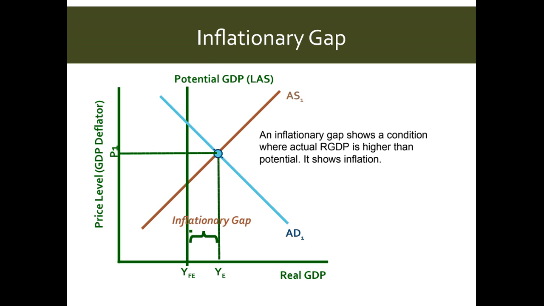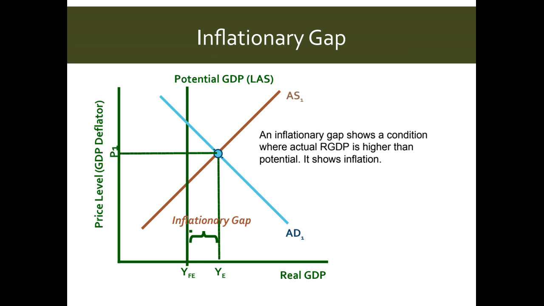What is the impact? The impact would be increase in price level. So inflation will occur if this is the situation. And that is why this gap is called inflationary gap. So an inflationary gap shows a condition where actual real GDP, that is equilibrium GDP, YE, is higher than potential. By potential, I mean full employment GDP or real GDP. So it shows inflation. So we have inflation in this country, if this is the diagram.